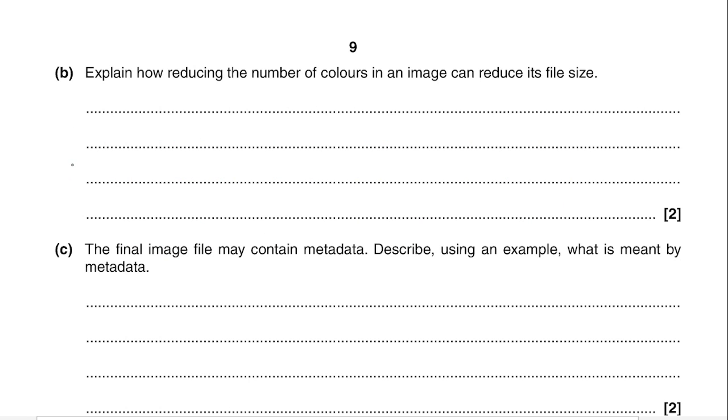4b, we have to explain how reducing the number of colours in an image can reduce its file size. So if you have less colours, let's take an extreme example, and let's say that our bitmap was black and white. Only 2 colours. We only need 2 options, 0 or 1. So we only have 1 bit basically. This would be called colour depth or bit depth, just 1 or 0. Whereas if we have many colours, we have to increase our number of bits per colour.